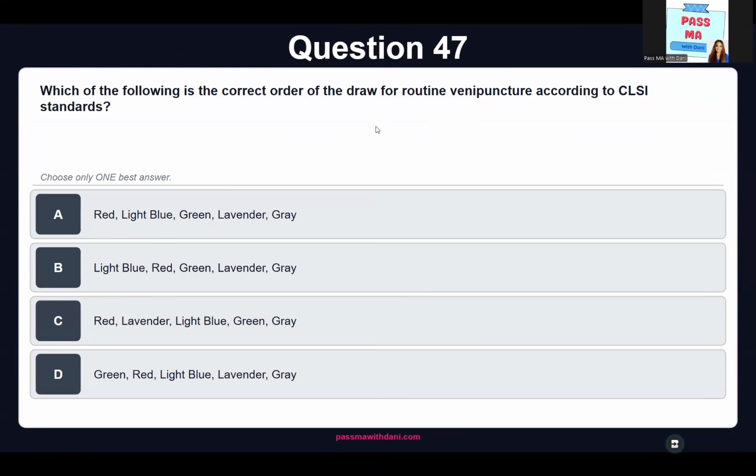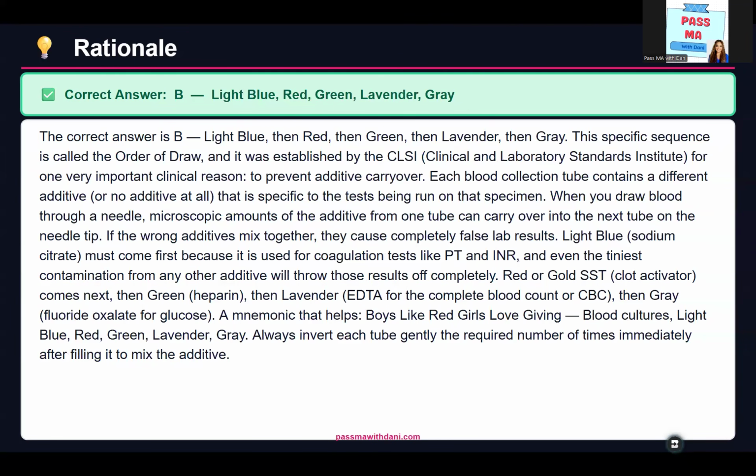All right, give me a second. And remember, do not hesitate to pause throughout the video. All right, the answer for B is light blue, then red, then green, then lavender, then gray. Now, I want you guys to remember the CLSI. The CLSI stands for Clinical and Laboratory Standards Institute.